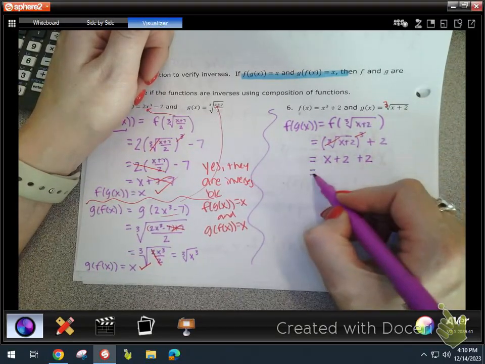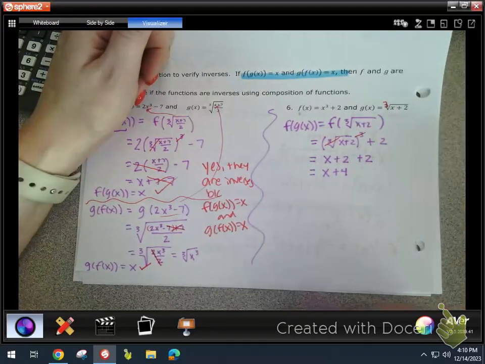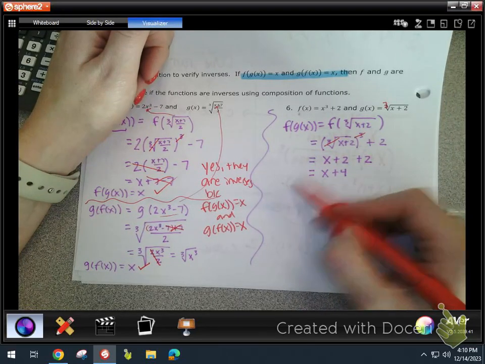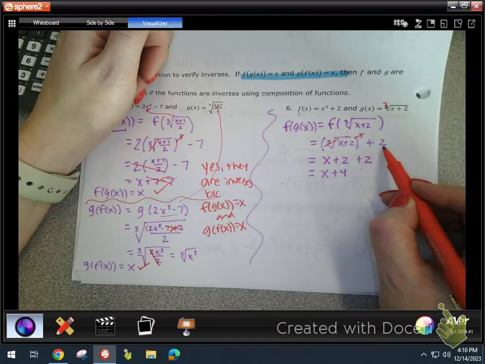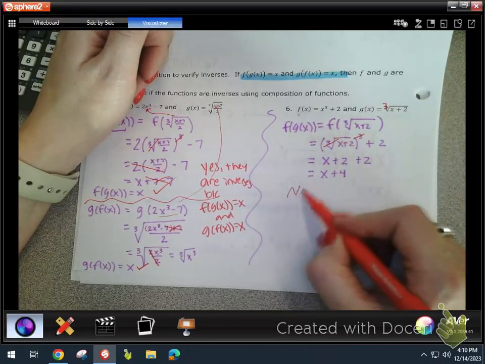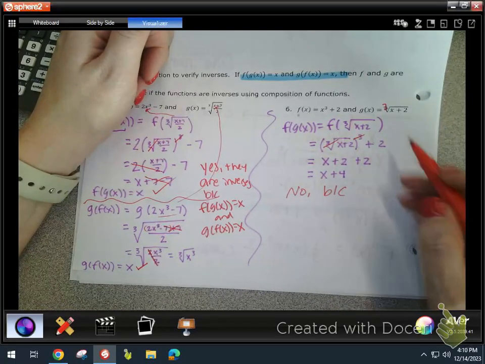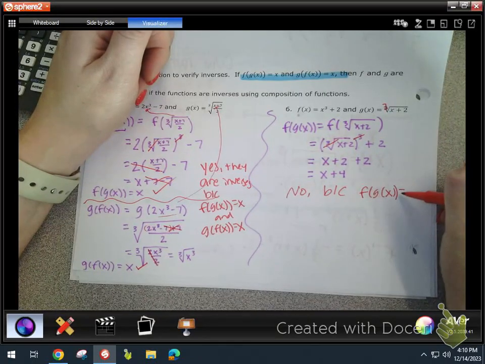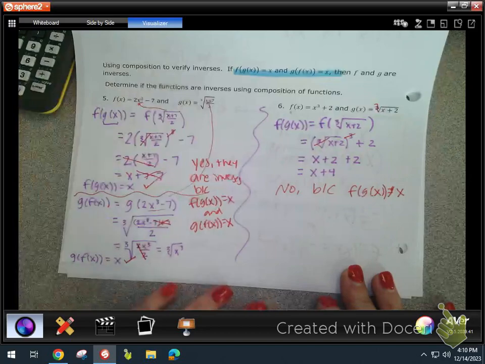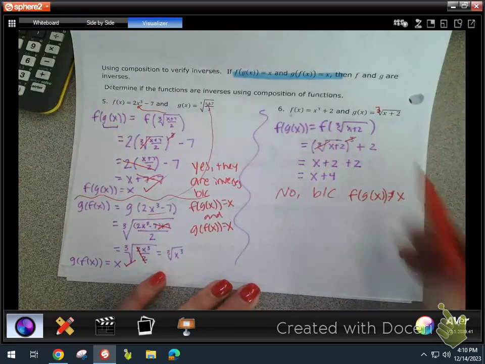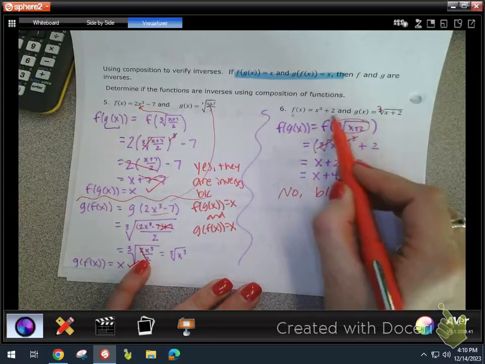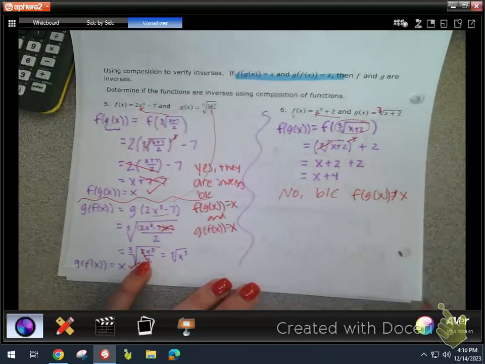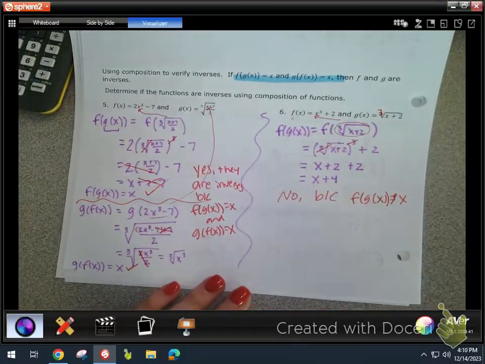That equals x plus 4. So it doesn't equal x. What does that mean? Are these inverses? No. Under the cube root, this plus 2 was outside the f. So there, you don't have to do that one, and you don't have to do the other one. To me, this is going right here, which means I have to cube this and then add the 2. That's why this is in its own little parentheses.